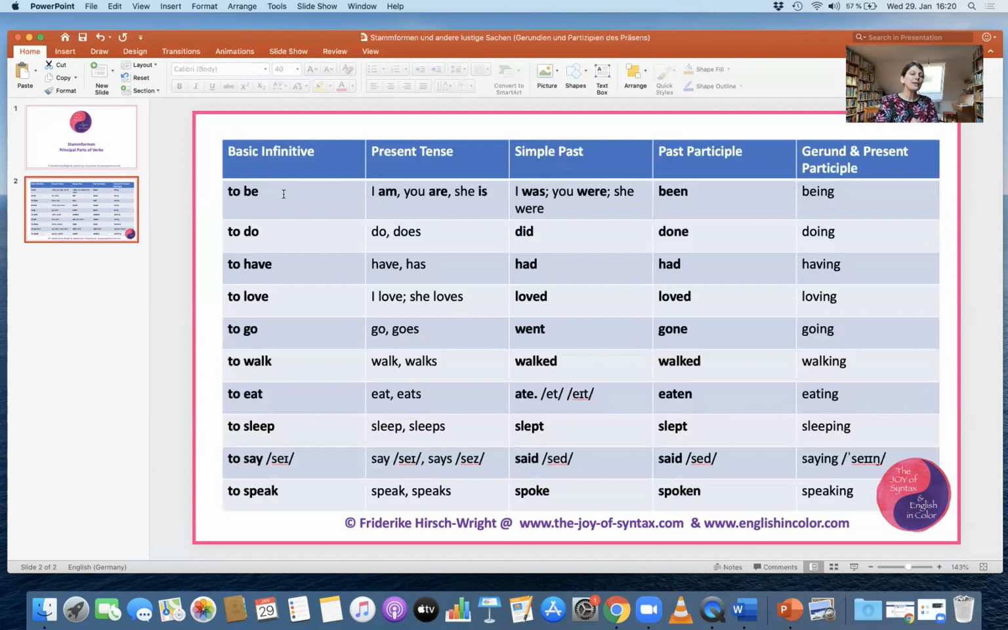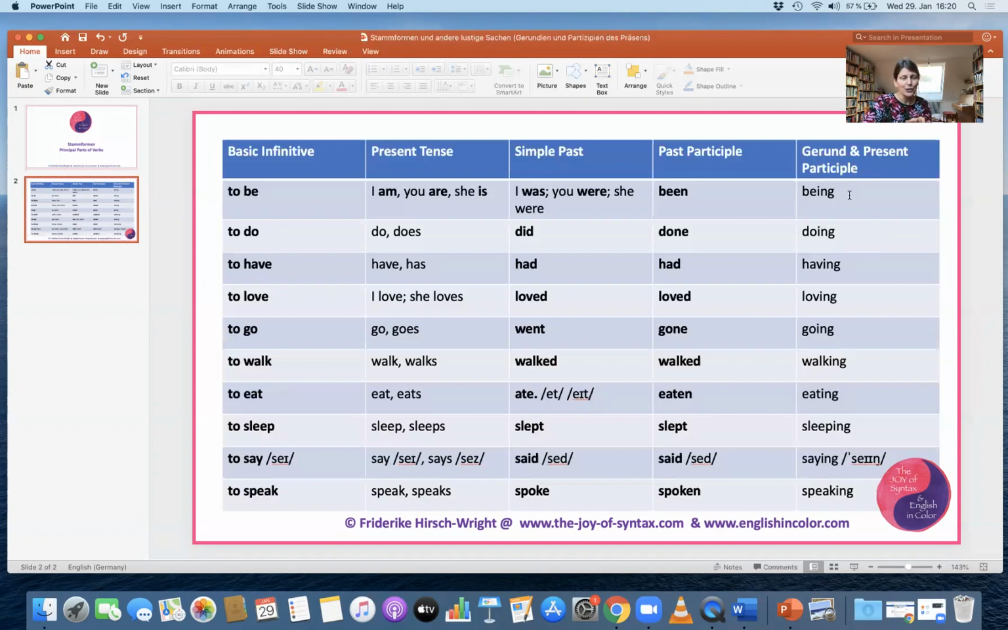And then I also wanted to encourage people to include the forms of the present tense and the gerund plus the present participle in the list. And I'm going to make another video here very soon about the difference between gerunds and present participles.